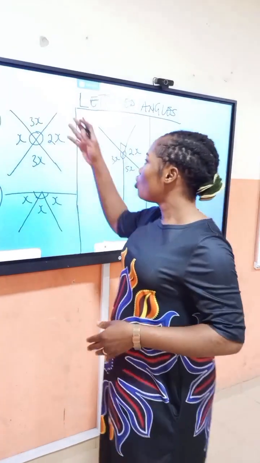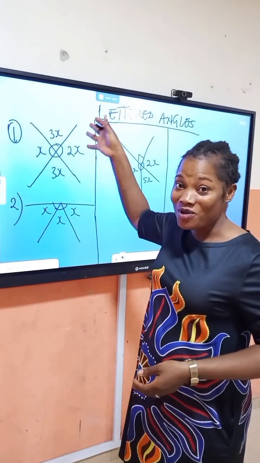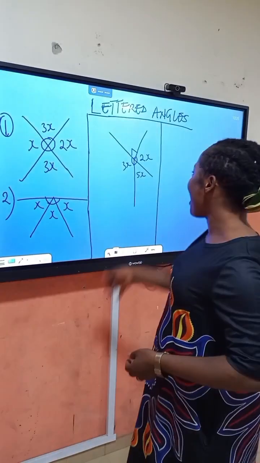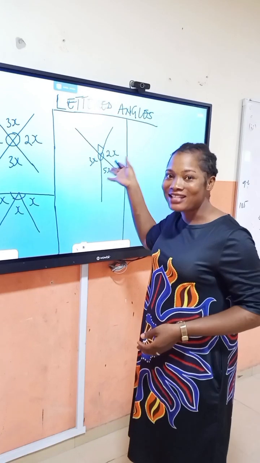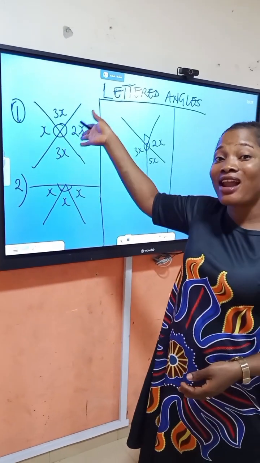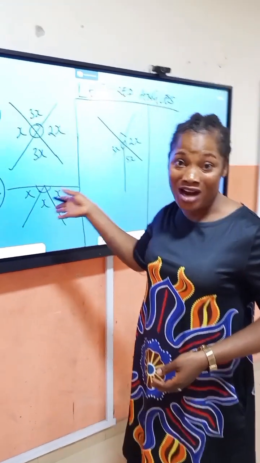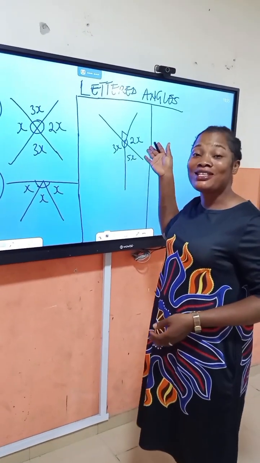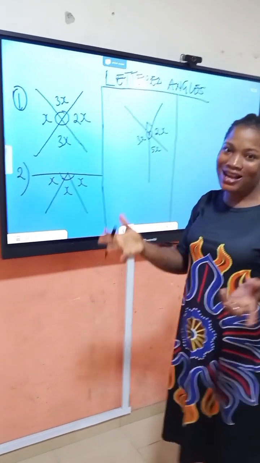Going with number one, this is a vertically opposite angle. This is angles on a straight line, and this is angles at a point. The sum of angles at a point is equal to 360 degrees, the sum of angles on a straight line is equal to 180 degrees. Let's start.